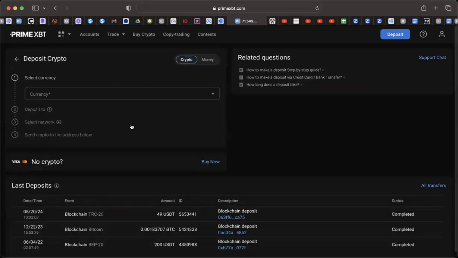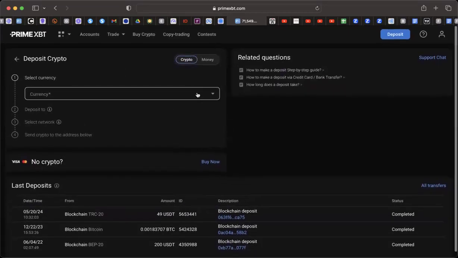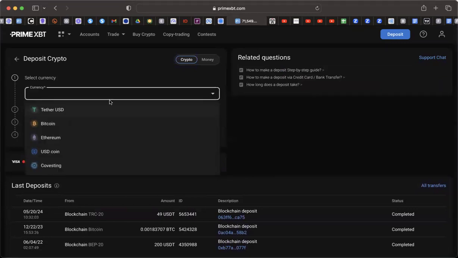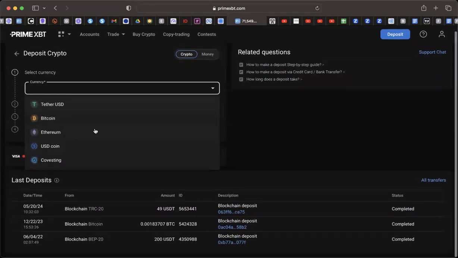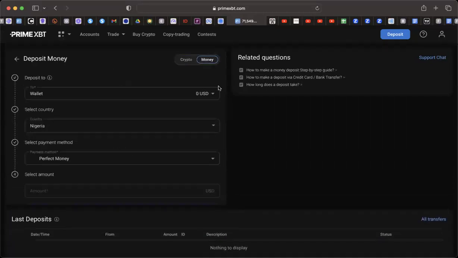So I click on deposit, right? You can see where you want to deposit and what type of coin: USDT, Bitcoin, Ethereum, USDC. I would advise that Bitcoin, Ethereum, and USDT can be deposited. Now you trade and you'll be accumulating on these tokens, right?